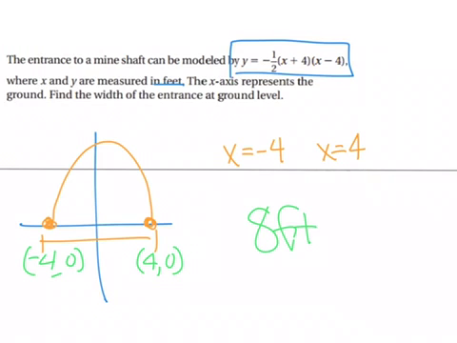All right, so this is the answer I received. When I solved the equations, I got -4 and +4, which means that's where our x-intercepts are. So this arch starts at (-4, 0), and it goes all the way to (4, 0). So the distance in between is 8 feet. Make sure you label your answers.